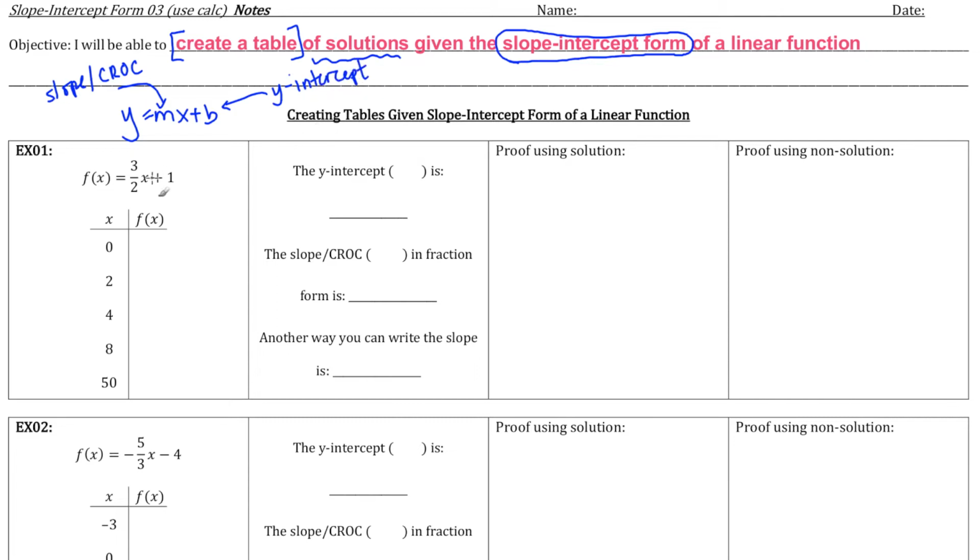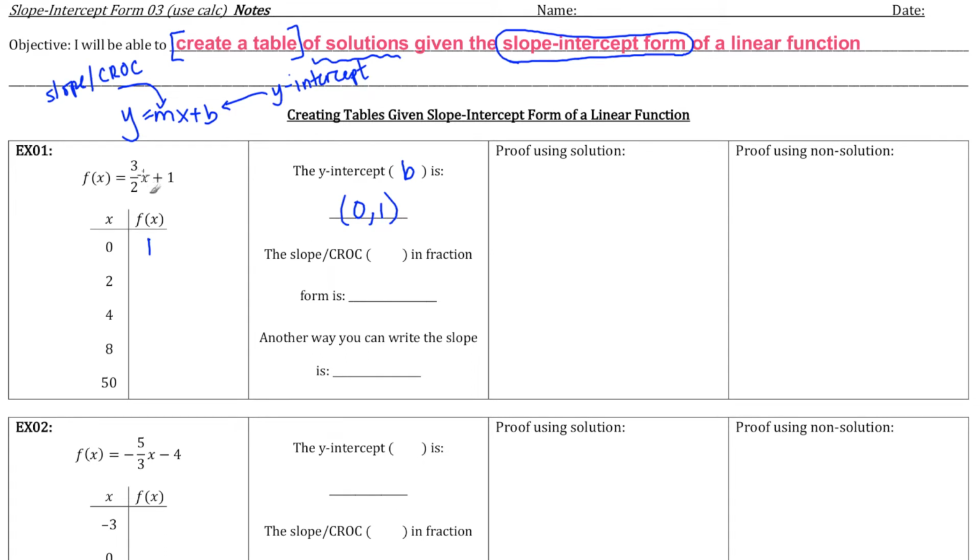All right, so we have f of x equals 3 over 2x plus 1. So we know that our y-intercept is right here. So our y-intercept, which is b, is 1, but it's actually (0, 1). Remember, we need an x and a y, an x and an f of x. So we start at (0, 1).